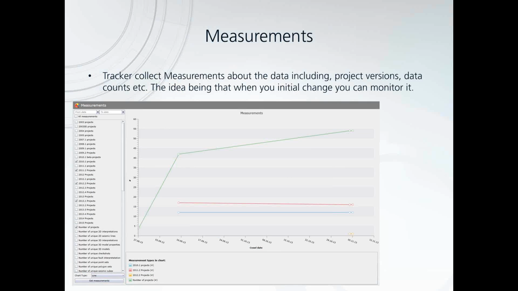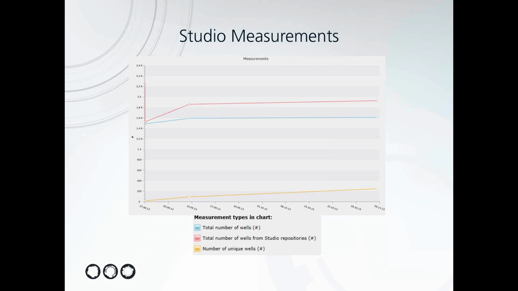As you know from before, the tracker collects some key measurements every time it scans about data counts, project versions, etc., which you can use to monitor changes over time. So in the tracker number 5, we also included some key measurements from Studio in this. So in my example here, I can count the number of wells that I have, the number of unique wells, and the number of wells from Studio. So I can monitor as I move to Studio how much data is coming in and how much growth you have in data from Studio. So you can make sure that people are picking up wells from the correct Studio database and make sure that that's increasing over time.